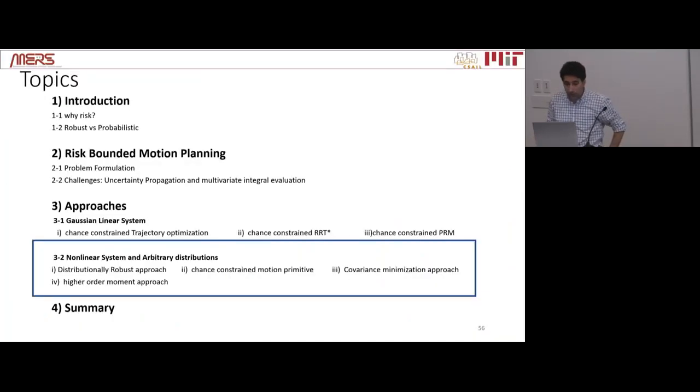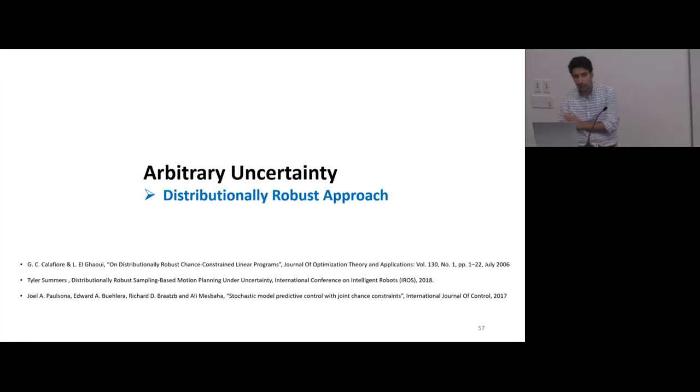So in the first set of tools, we assumed that everything is linear. We have a Gaussian distribution, we have linear obstacles, and we come up with risk-bounded versions of popular planners: RRT star, PRM, and trajectory optimization techniques. Right now, we are going to look at more general cases where we have nonlinear dynamics and arbitrary distributions. Let's first look at the arbitrary uncertainties.